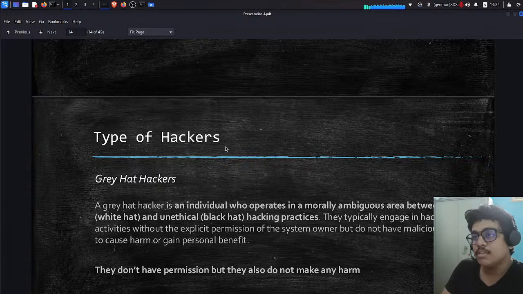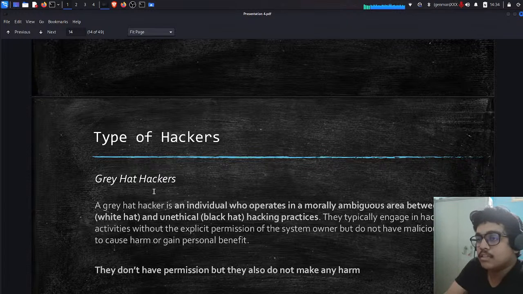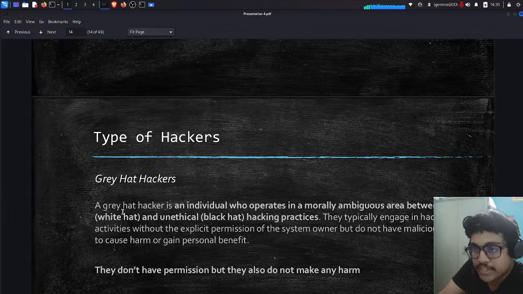the common thing between them is they don't have permission. But the good thing about a gray hat hacker is they do not exploit the system. They just hack and leave the system as it is. They do not use the information, they do not leak the information, although they are unethical. So let's just read what a gray hat hacker is.